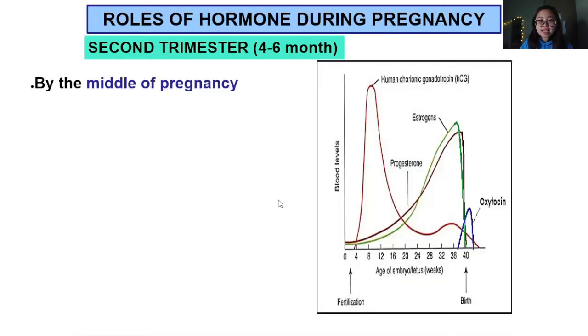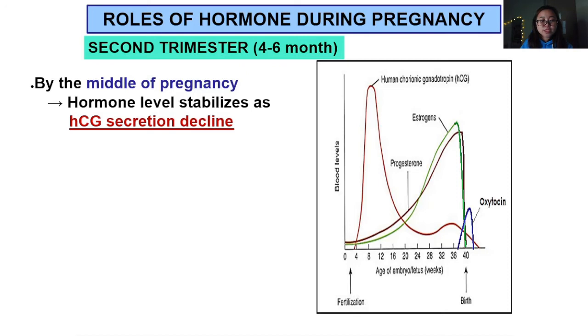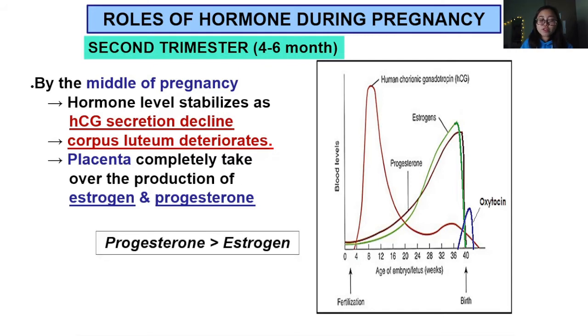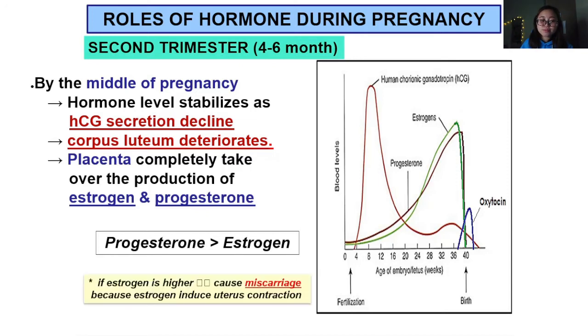And that brings us to the second trimester, which is from the 4th to the 6th month. This is the middle of the pregnancy. The hormone levels will stabilize and HCG secretion will decline. And therefore, the corpus luteum will deteriorate. The placenta will completely take over the production of estrogen and progesterone, and the level of progesterone is still maintained to be higher than estrogen. If the level of estrogen becomes higher, this could cause miscarriage because estrogen would induce uterus contraction.